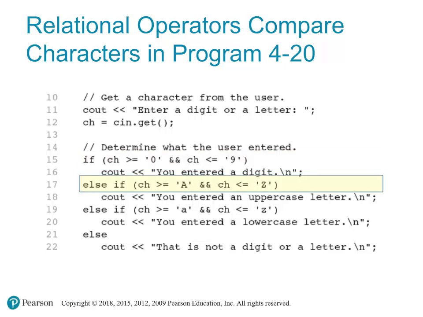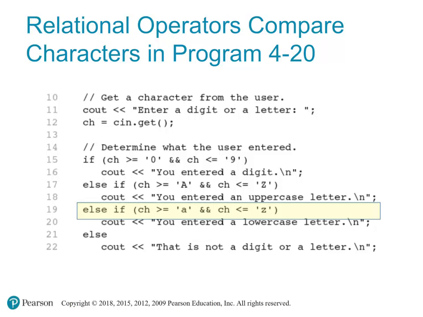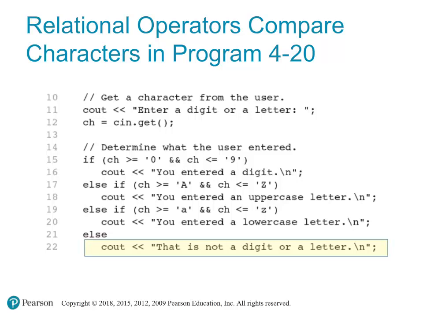This line checks if the ASCII value falls within the range for uppercase letters A to Z, which is 65 to 90. This line checks if the ASCII value falls within the range for lowercase letters, lowercase a to lowercase z, which is 97 to 122. If the character doesn't fall into any of the above categories, the program outputs that it's neither a digit nor a letter.